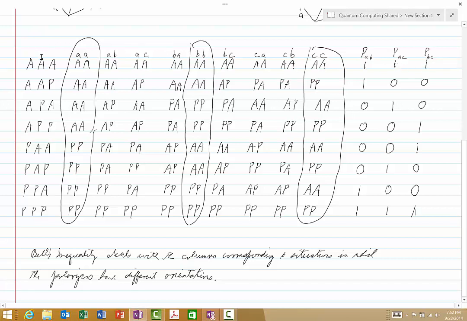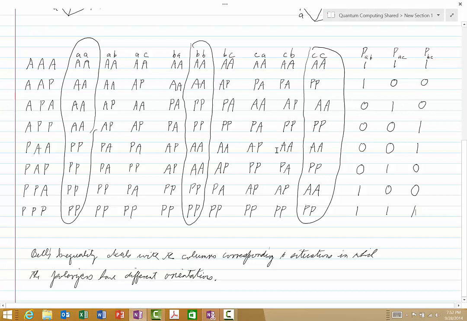And what about B and C? B and C are the same, so we get a 1 there. But here for this next one, A and B are the same, so we get a 1 here. A and C are not the same, so we get a 0 there. And B and C are not the same, so we get a 0 there.